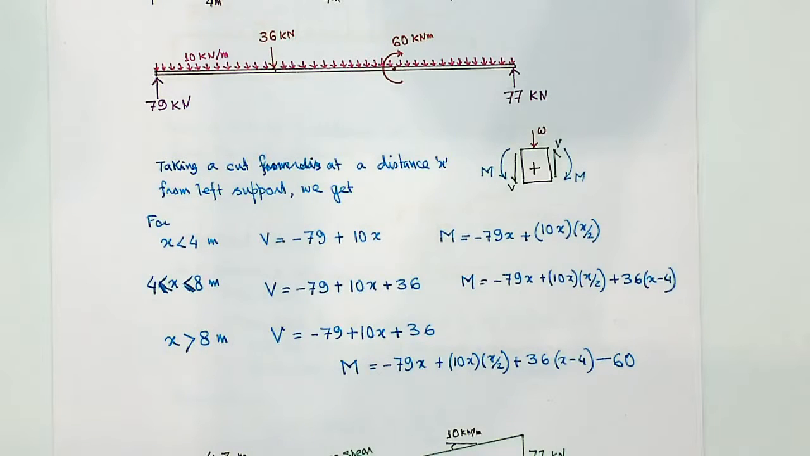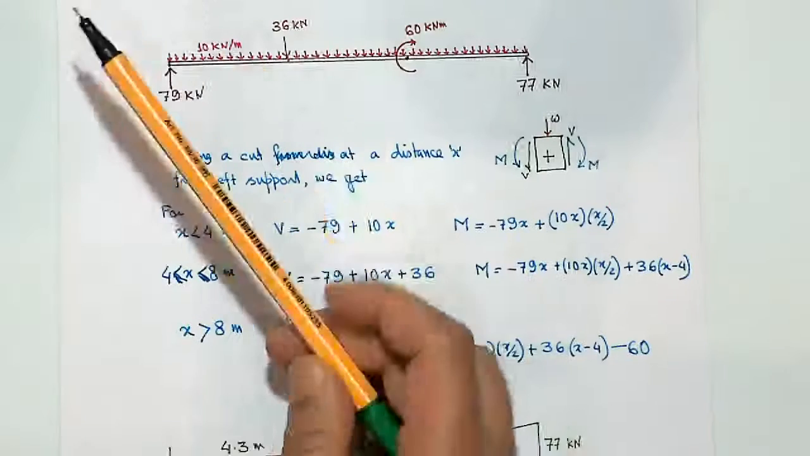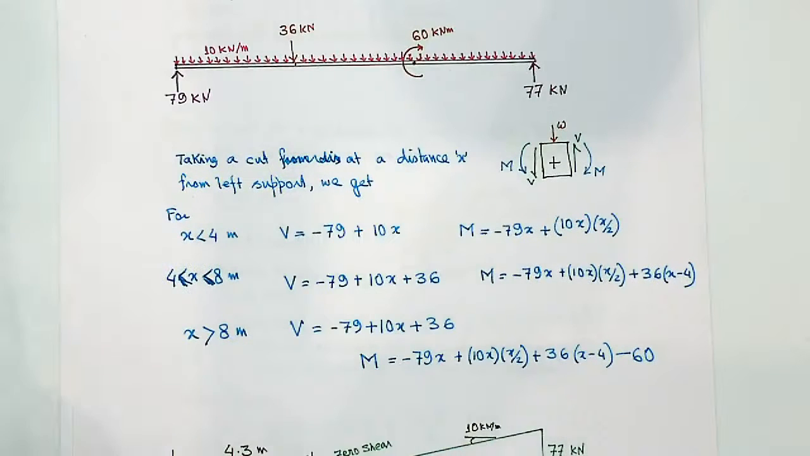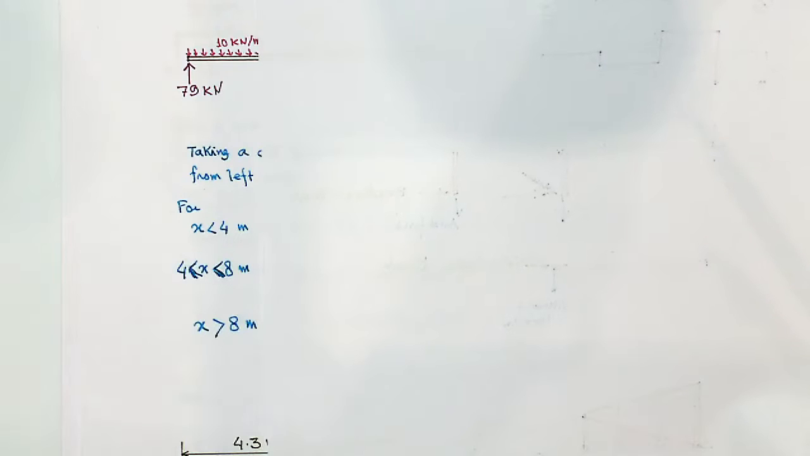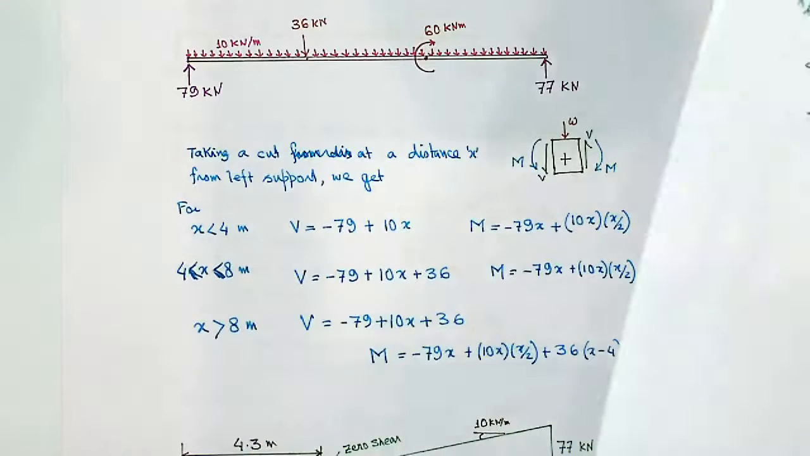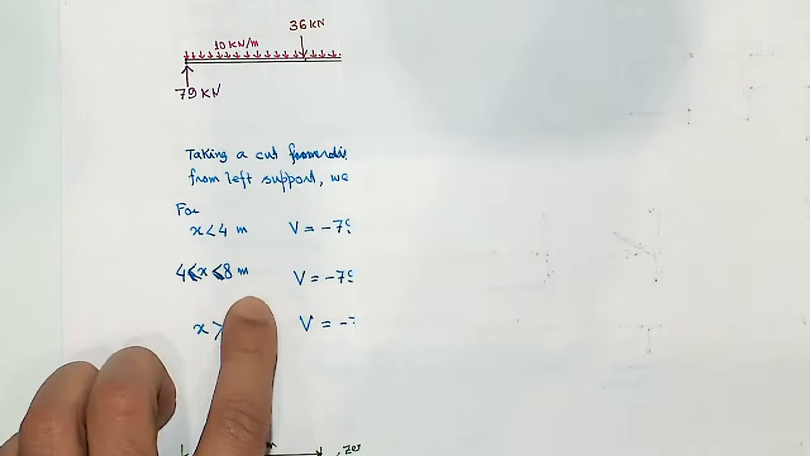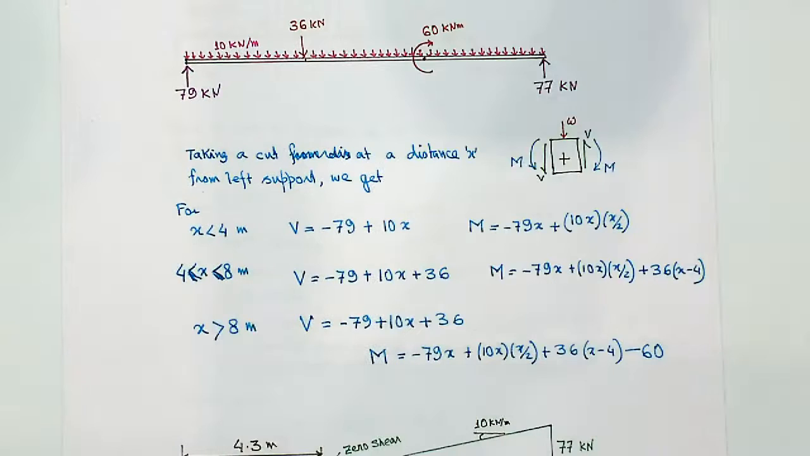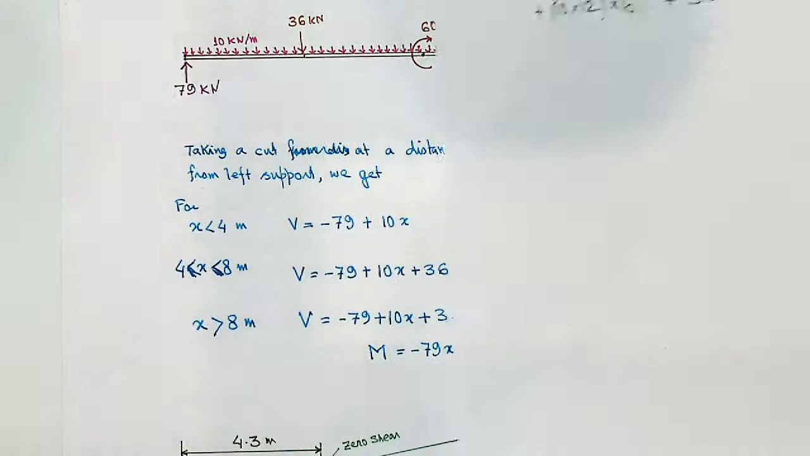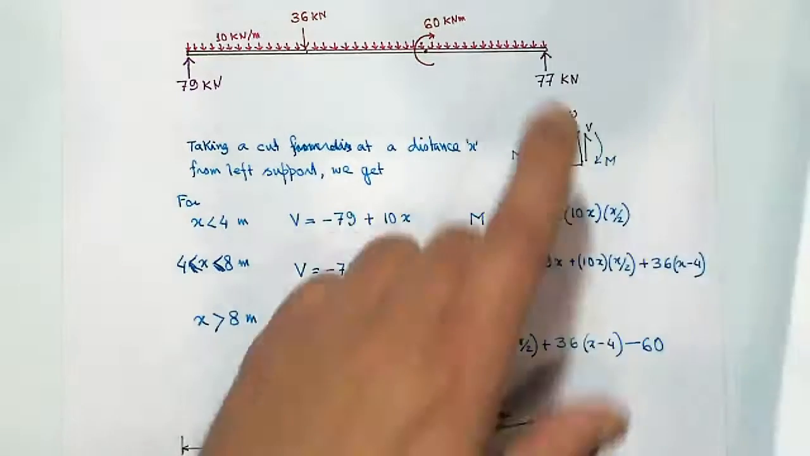So once you get that, then you can take a cut at different locations. You can take a cut here, for example, where x is less than 4 meter. So you have got the 79 kilonewton load and the 10 kilonewton per meter load. Then you can get expressions like that. Then you take a section here, where x is between 4 and 8 meter. Then you get two of these expressions. Then you take one over here, where x is more than 8 meter and, of course, less than 12.